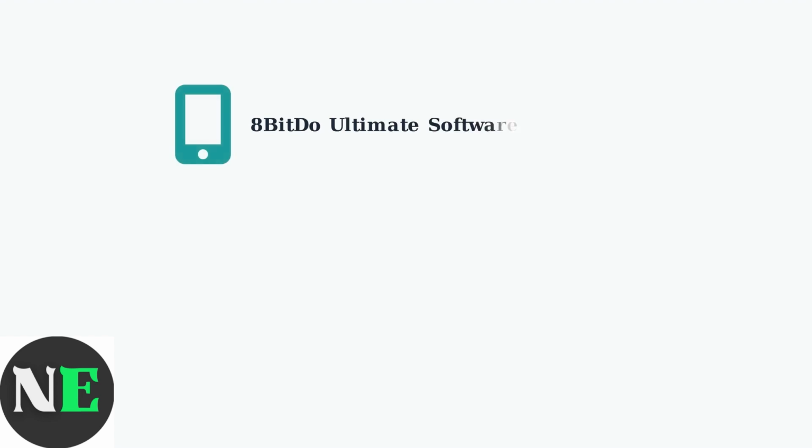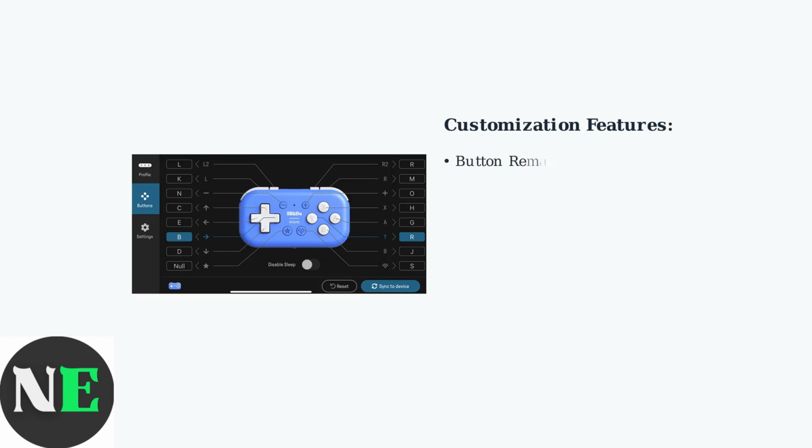The 8BitDo Ultimate software app available on the Google Play Store transforms your controller into a fully customizable gaming tool. This powerful app unlocks extensive personalization options for your gaming experience. The app provides comprehensive customization options.